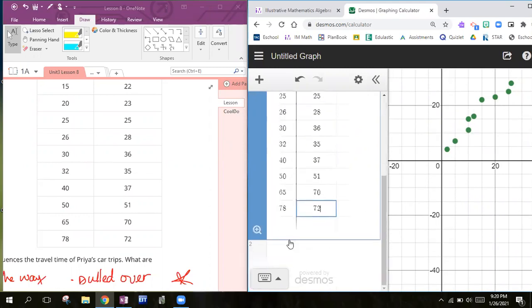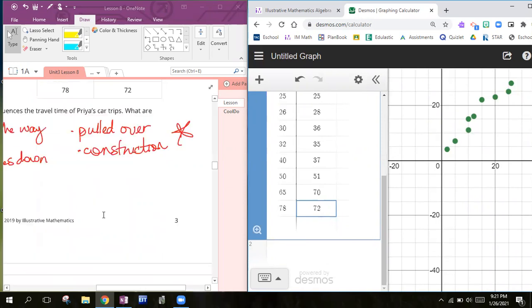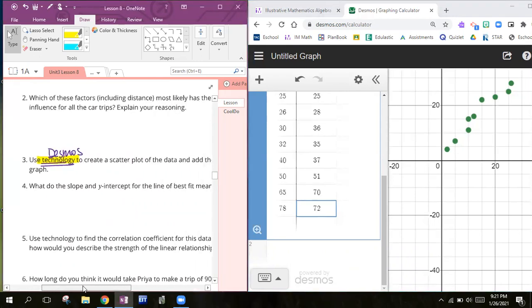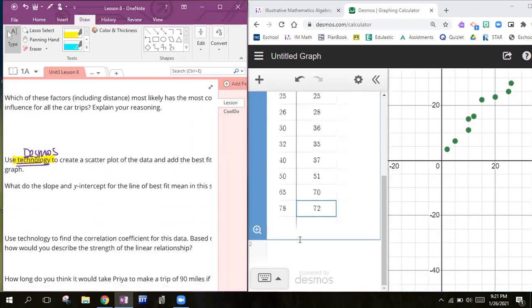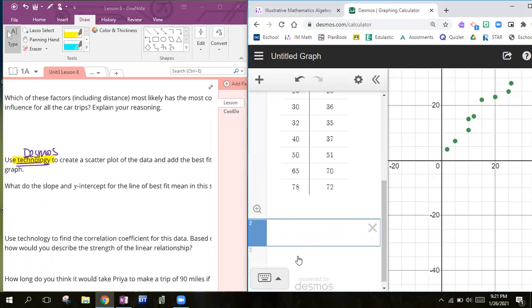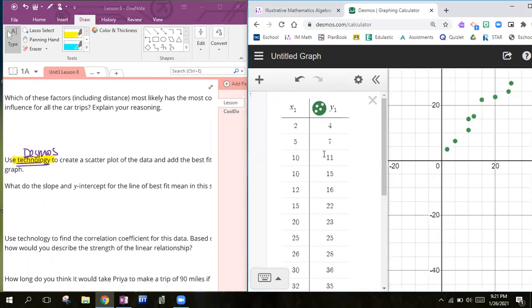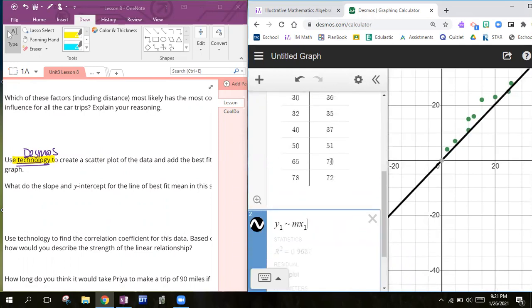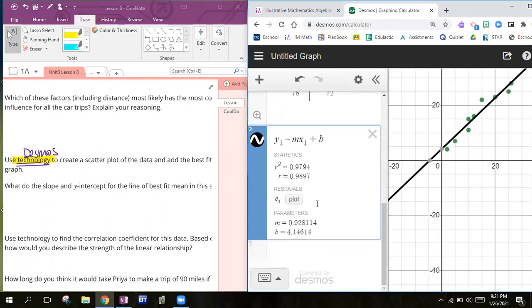Okay, so now we are going to create the line of best fit, which is what our question asks us to do in our book. Add the best fit line to the graph. Okay, here we go. So you click down here. Here's the little formula, y1, because we're pulling from this y1 table up here. Squiggle line, mx1 plus b. Okay, so we see that that line goes directly through the middle of all of our data. And then if we scroll down here, we get the slope and the y-intercept, okay?